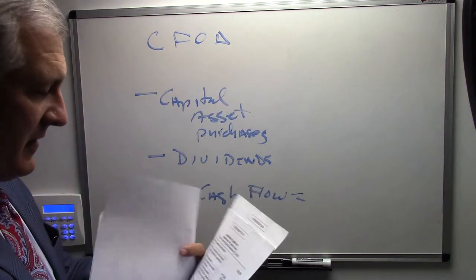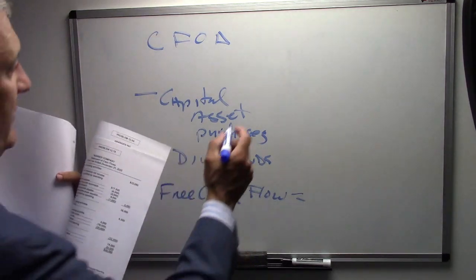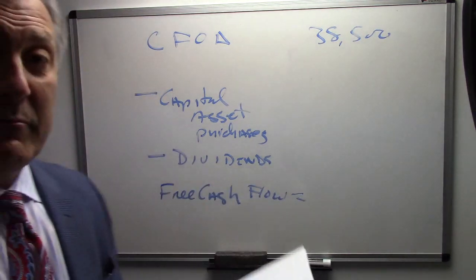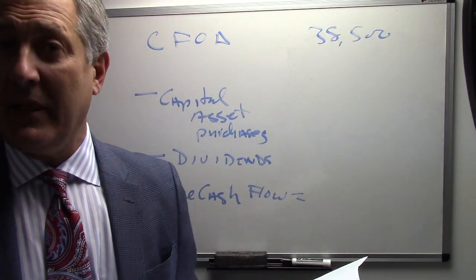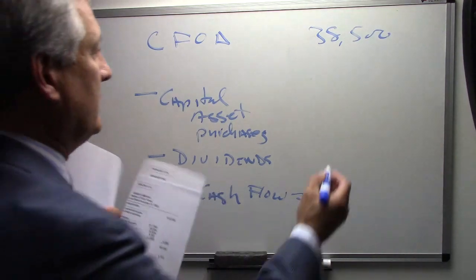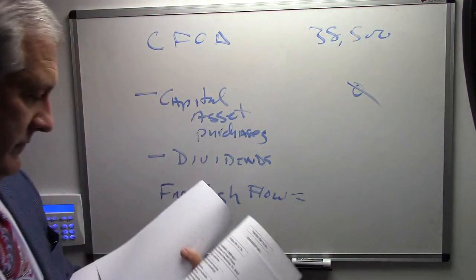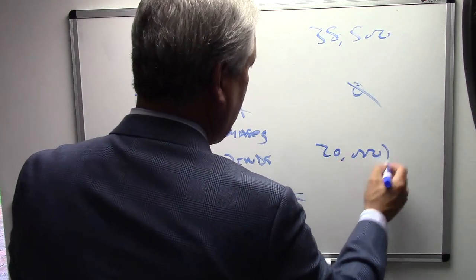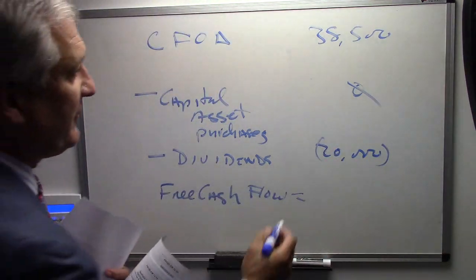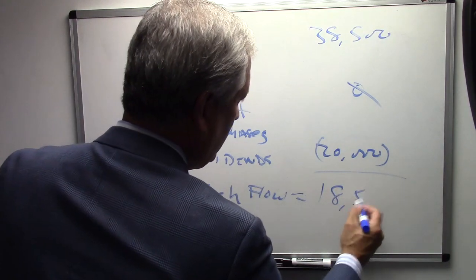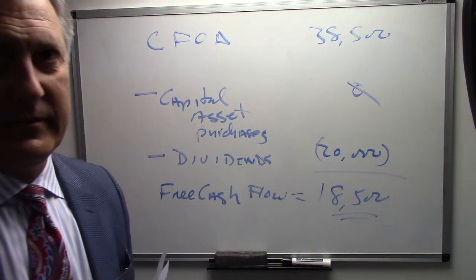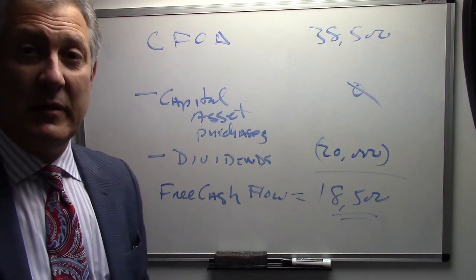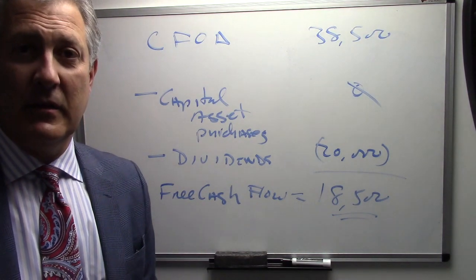Cash flow from operating activities, 38.5. Did they purchase any capital assets? No, they didn't purchase anything. 0. But they did pay dividends, $20,000. Free cash flow, 18.5. That's it for Chapter 12, Statement of Cash Flow Solutions. Thank you.